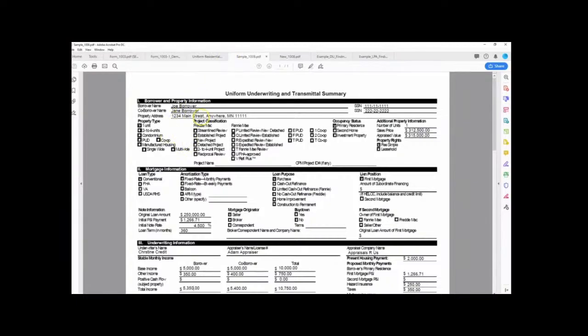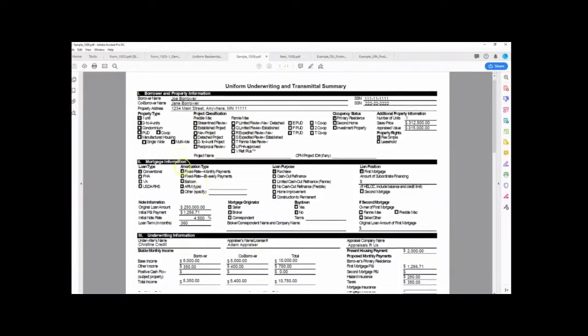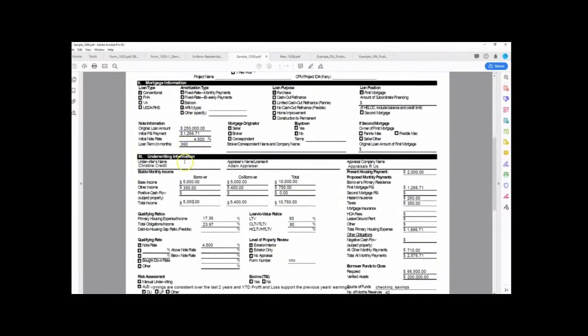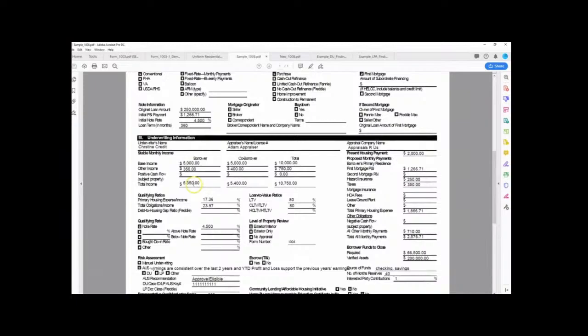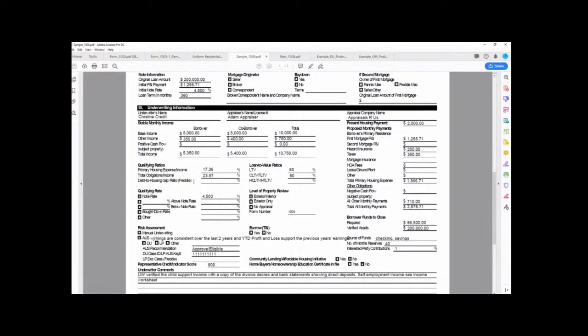So your 1008 has all your information that's taken from your 1003. On here, borrower and property information, mortgage type, underwriting information. This is where it becomes more in depth for us as underwriters, because this is where we put information on how we underwrote the loan. Every loan gets sold down the road, or it goes through some type of QC, and the person who looks at the loan after us needs to know, how did we come up with the income? Why did we underwrite the loan the way we did? And this is where you put it in.